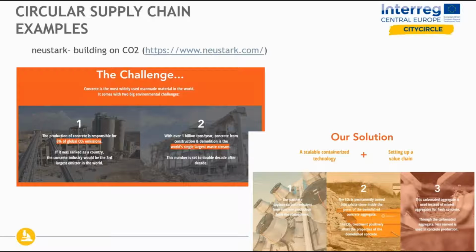So they try to look at a value chain which enables them to capture the CO2 into concrete and reduce the waste also of concrete. So this is fully another area.